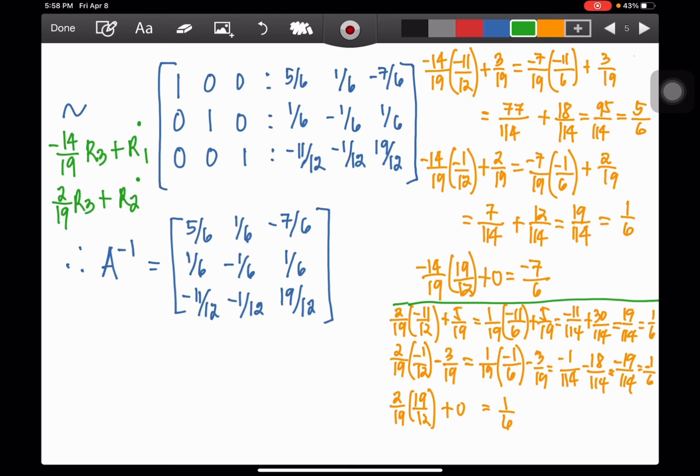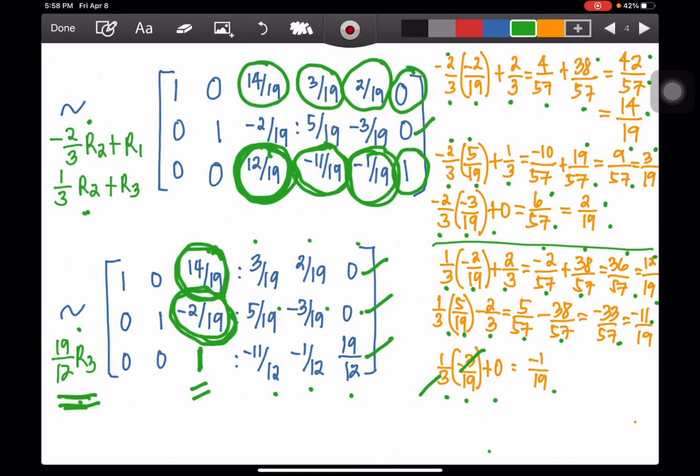So let's start with R1. So again, write down first your row 3. So for row 1, we have, these are now equal to 0 because that was our aim, right? So for row 1, we have negative 14 over 19.